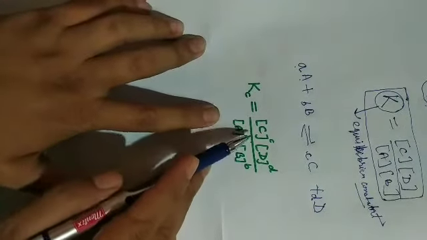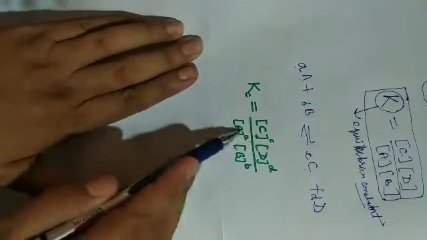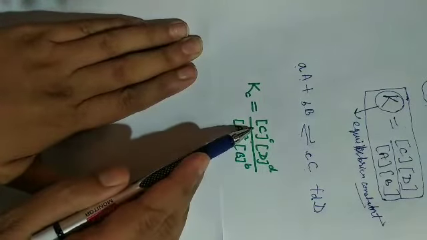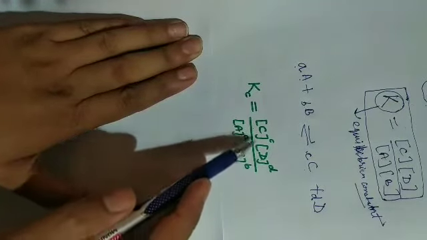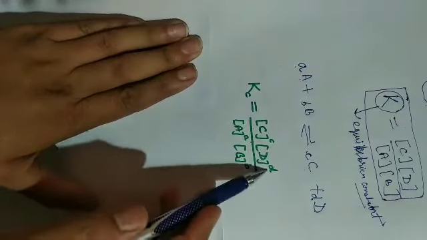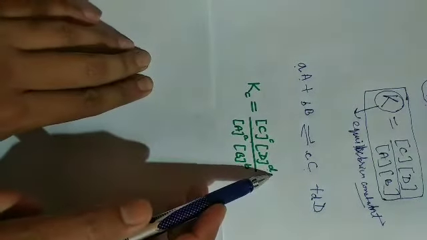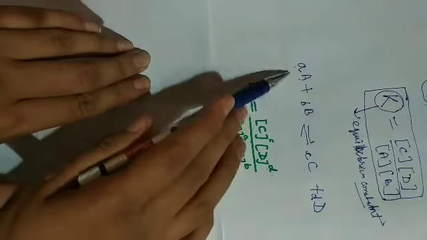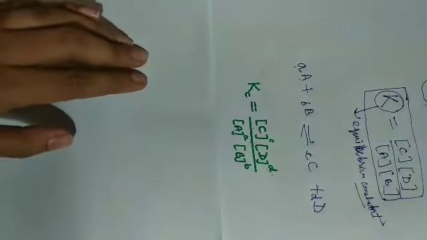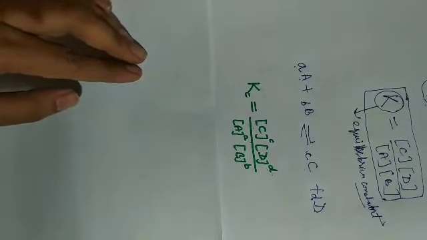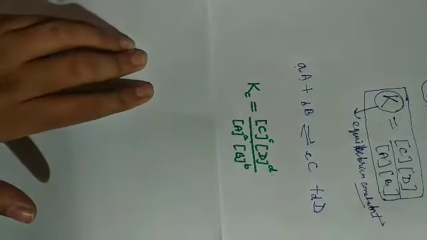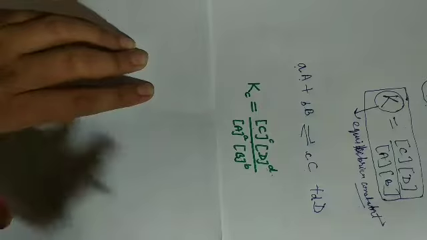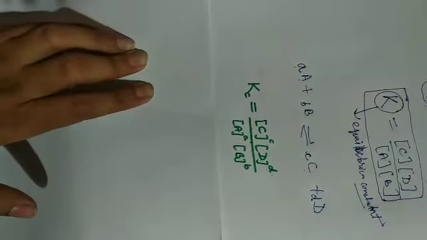So Kc will be equal to the concentration of C into the concentration of D, and their stoichiometric coefficients must be raised to the power according to the law of mass action, divided by the concentration of the reactants A and B, with their stoichiometric coefficients raised as powers. So this is the formula for Kc, the equilibrium constant for this equation.